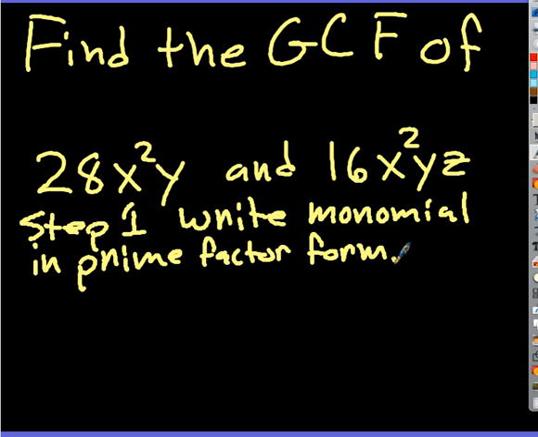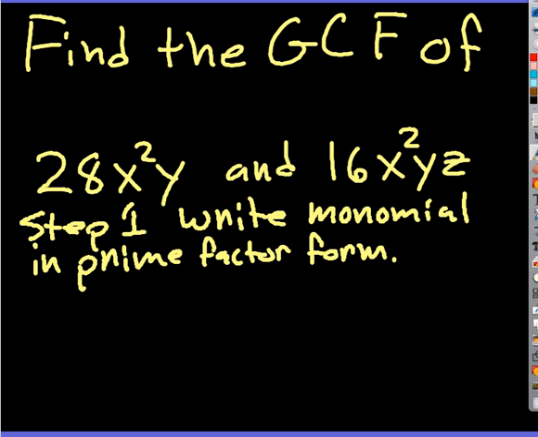Usually the numbers we use are fairly small numbers, 28, 16. We're not going really much larger than that. The process would be the same if it's a larger number. It would just be longer. So we're going to take 28x squared y, and we're going to write it as prime factors.